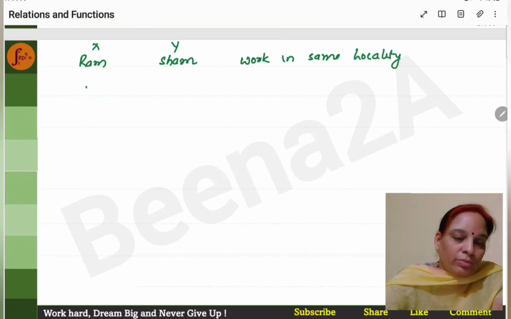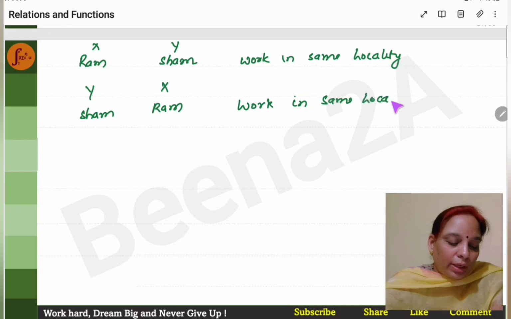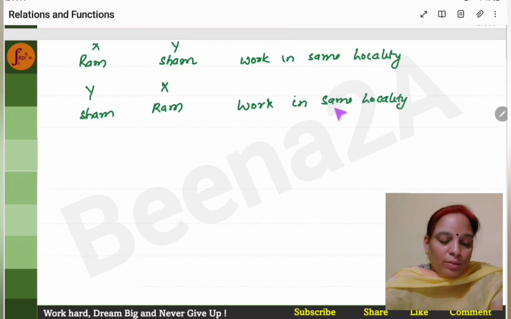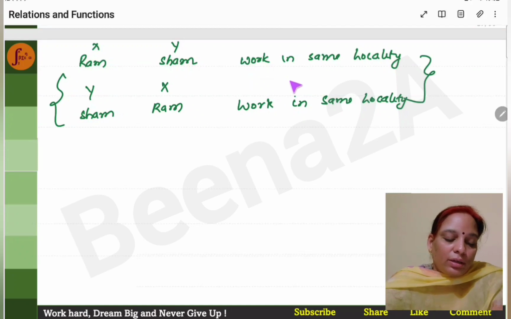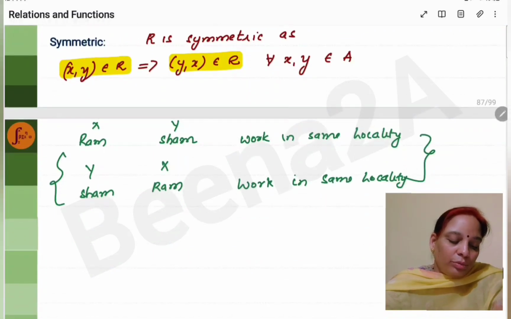So for symmetric, it should be y comma x. That is Shyam and Ram. I am reversing it. Shyam and Ram work in same locality. Does it matter if I change the positions? So if Ram and Shyam work in same locality, we can also say that Shyam and Ram work in the same locality, right? I can reverse the names. It doesn't make any difference, right? So this condition is true. I can say since xy belongs to R and yx belongs to R, it is symmetric. You can take this example and prove it.